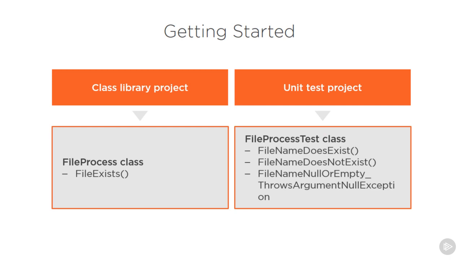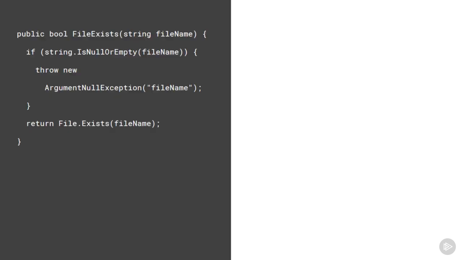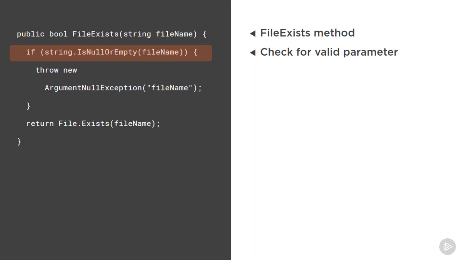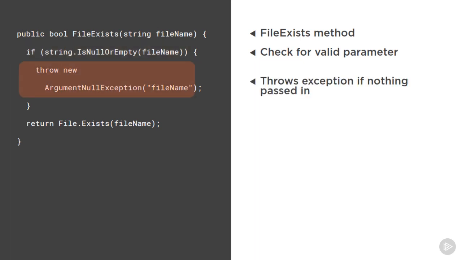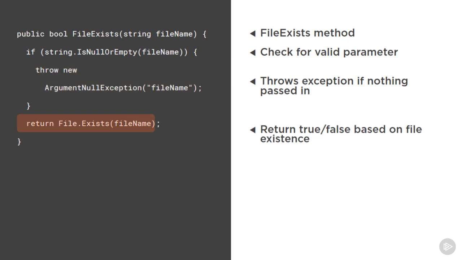FileNameDoesExist. FileNameDoesNotExist. FileNameNullOrEmptyThrowsArgumentNullException. Very descriptive names. Here is our FileExists method that accepts one parameter, which is a file name. We then check to make sure that we have a valid parameter that's been passed in, and if not, we're going to throw an ArgumentNullException for that particular argument, and then we're going to return true or false based on whether or not that file exists.